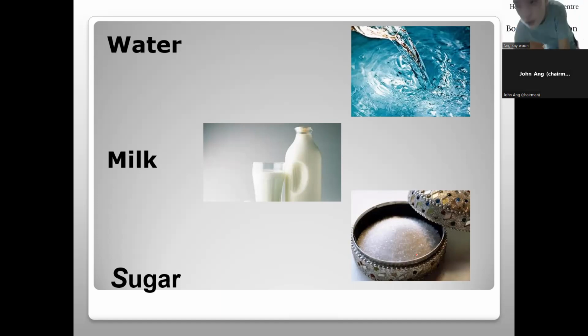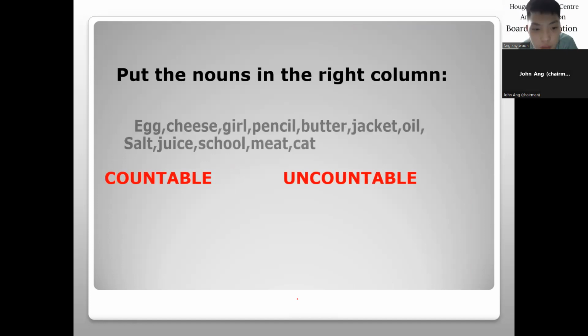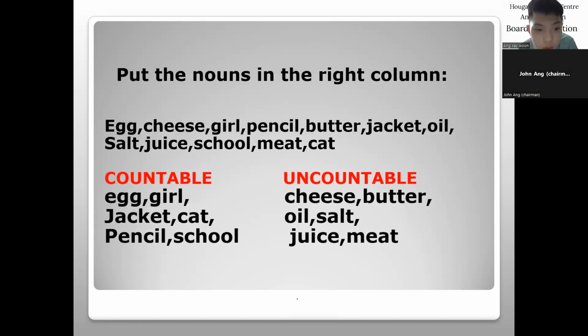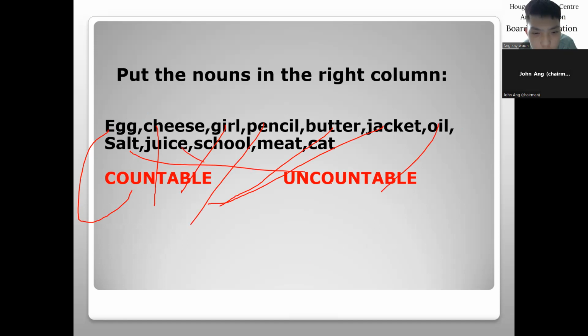Okay. Next, put the nouns in the right column, countable or uncountable. So egg, you can count. Cheese, you cannot count. Girl can, pencil can, butter cannot. One butter, two butter, no. Jacket can. Oil cannot. Salt cannot. Juice cannot. School can. Cat can.